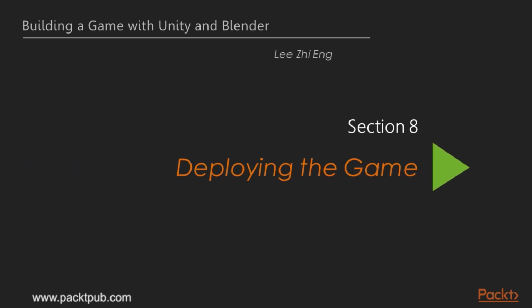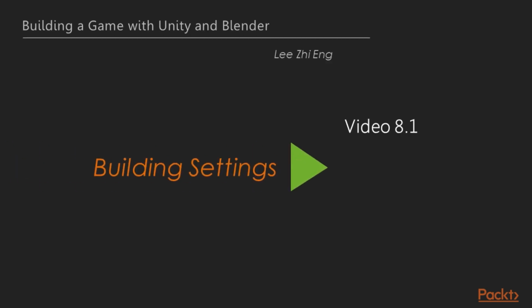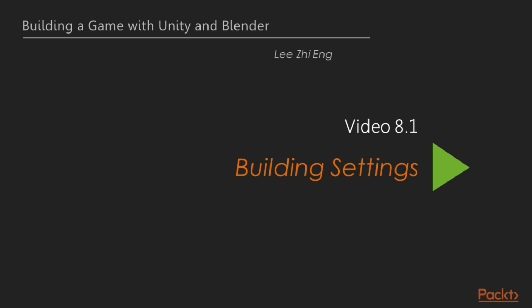Hi, and welcome to the last section of our course, Deploying the Game. In this section, we will learn how to configure our game's settings, such as window title, icon, rendering settings, and so on, before deploying the game to a chosen platform. We will discuss the build settings and player settings. Now we move on to the first video of this section that deals with build settings.